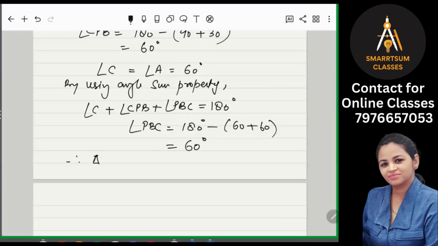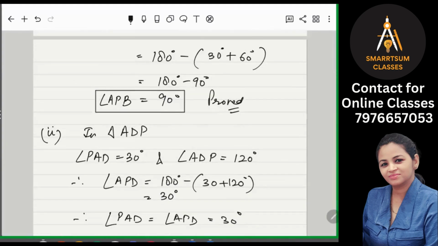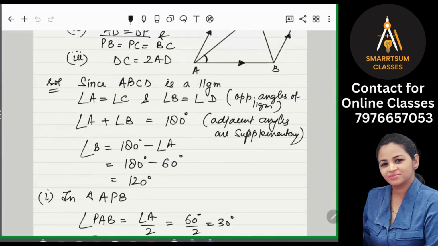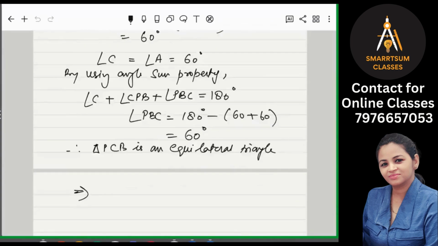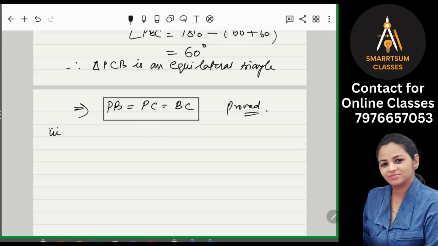Therefore, triangle PCB is an equilateral triangle, right? So since this is an equilateral triangle, we can say that all the three sides will be equal. That is PB is equal to PC is equal to BC. So we have proved that for this triangle, all the three sides are equal. That means this is an equilateral triangle. Is that clear?